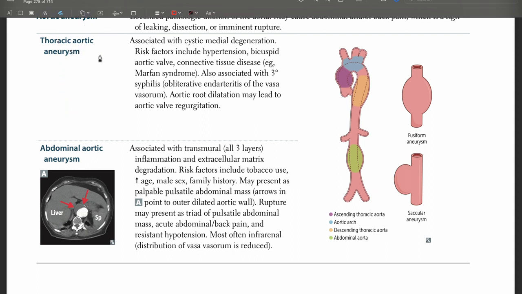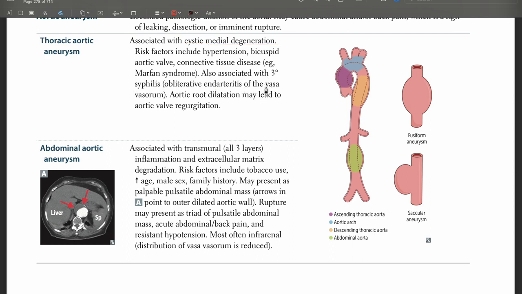Okay, thoracic aortic aneurysm, again, associated with cystic medial degeneration. So remember that. This is the pathogenesis of aortic aneurysm. The risk factor includes hypertension, bicuspid aortic valve, and connective tissue disease, for example, Marfan syndrome, also associated with tertiary syphilis, obliterative endarteritis of the vasa vasorum.